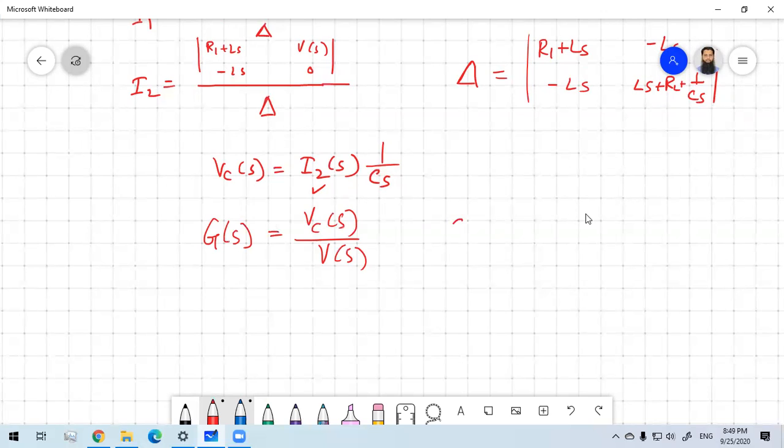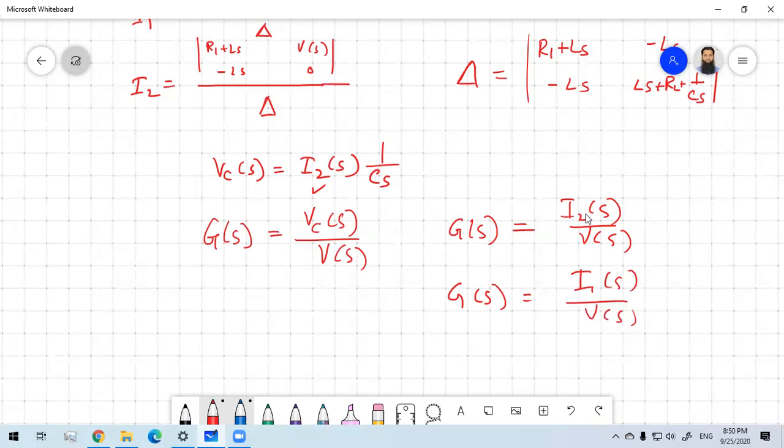They can also ask you to find something like this as a transfer function, I2(s) by Vs, or it can also be I1(s) by Vs. So these can be the alternatives they may ask you to figure out. The procedure is the same. Correspondingly, you figure out what things you have to do.